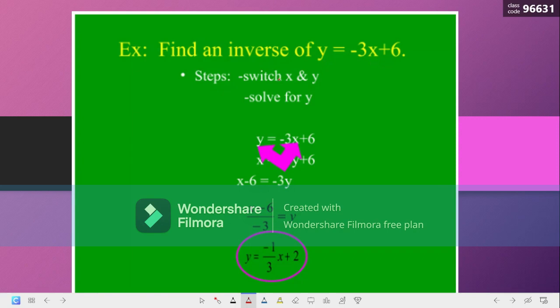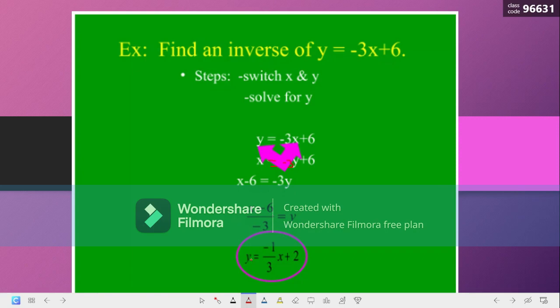Next, find the inverse of y = -3x + 6. Switch x and y. This becomes x = -3y + 6. Then next would be to transpose 6 to the other side: x - 6 = -3y. Divide both sides by -3. We have (x - 6) all over -3 = y.